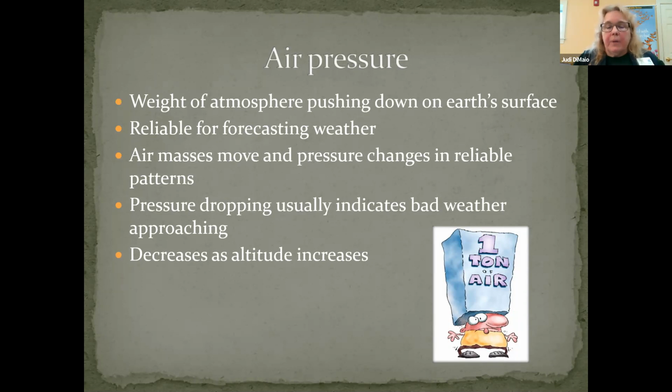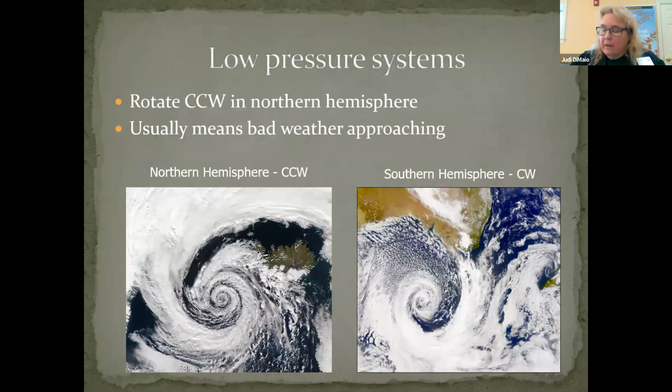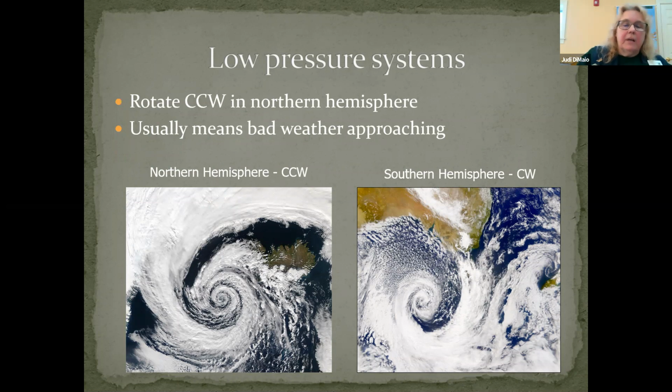And pressure dropping usually indicates bad weather approaching. It also decreases, the pressure decreases as altitude increases. And usually it's about 3.5 degrees decrease for each 1,000 feet. Now, if we're going to talk a little bit about low pressure systems, they rotate counterclockwise in the northern hemisphere, which you can see in the picture on the left. It's counterclockwise. And again, that usually means bad weather is approaching.